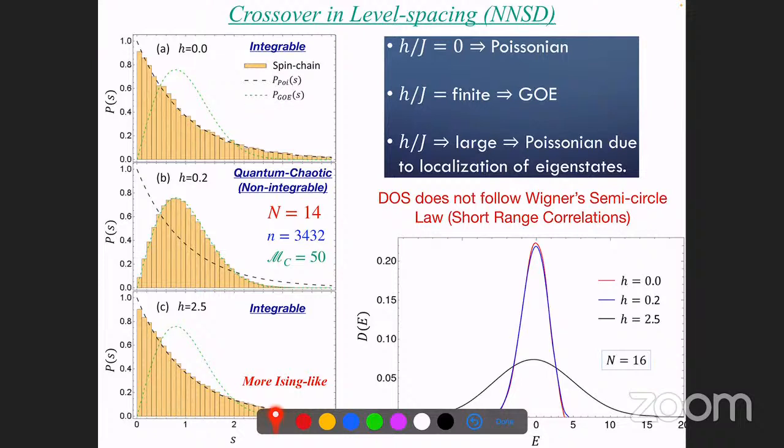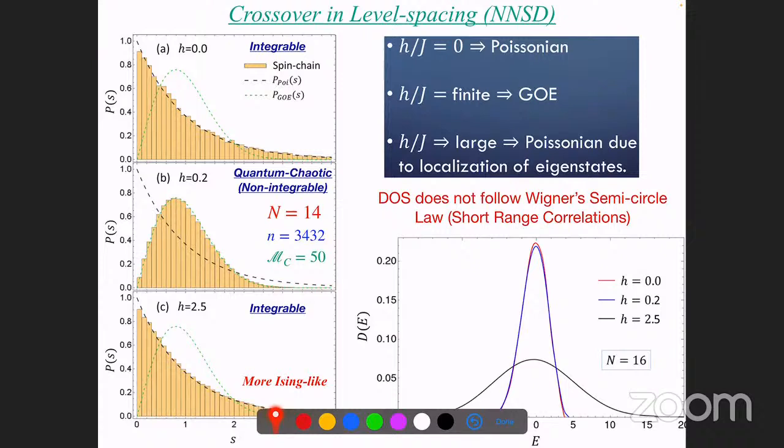Now, by H equal to 0.2, we reach the non-integrable or quantum chaotic regime. So this is basically for n equal to 14. And the number of basis states is 3432, since we restrict ourselves to the SZ equal to 0 sector. That's the largest SZ sector that has representations from all possible S values. And one averages over 50 different matrices. So here you can see, by this time, the energy level spacing distribution exactly traces the GOE.